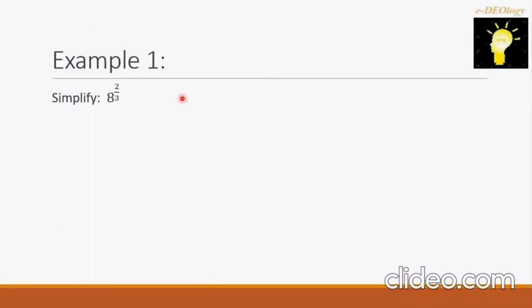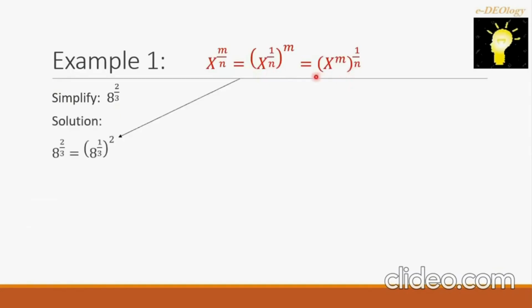So let us have this example 1. Simplify 8 raised to 2 over 3. So I put the formulas on top here, and then I will copy this problem down here. Then using this first formula here, you see now the 2 over 3 exponent is now split into two factors. One is the 1/3, the other is the whole number 2.